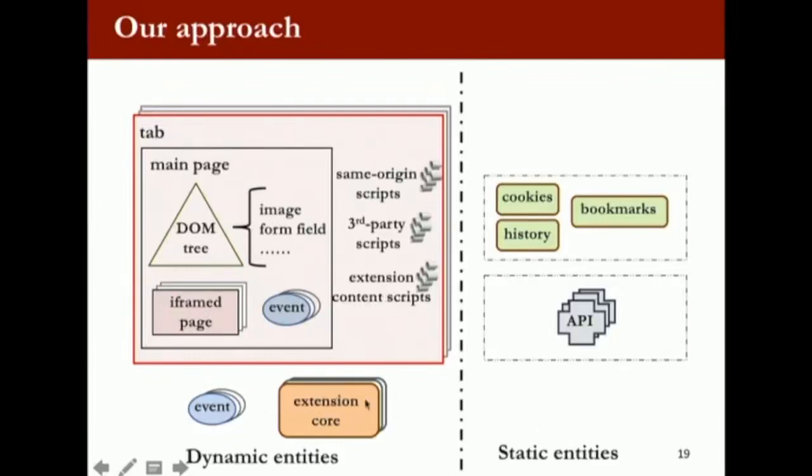For an extension, each extension has one single core that will be running when you start the extension. On the right-hand side, we can have something called static entities. These are things that would stay when you close the browser, for example, cookies, history, bookmarks. We also list browser APIs here. Essentially, it's a state that will be kept by the browser. When you close the browser, it will stay. When you open up the browser again, you will see the previously saved state.